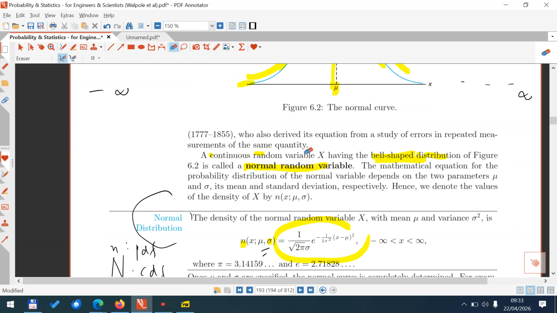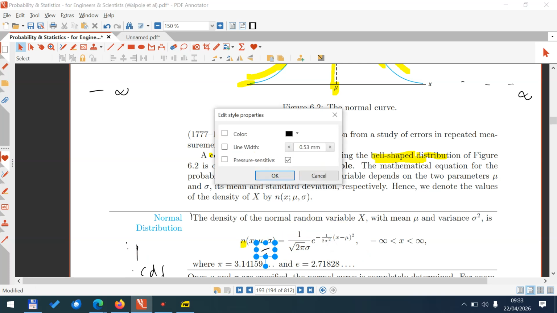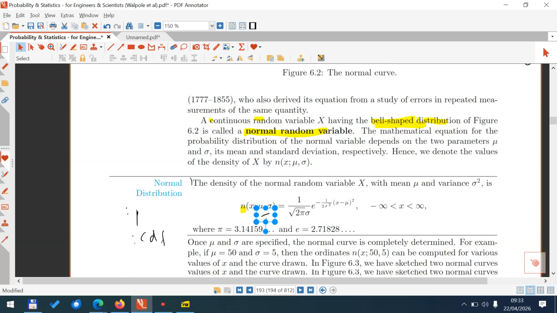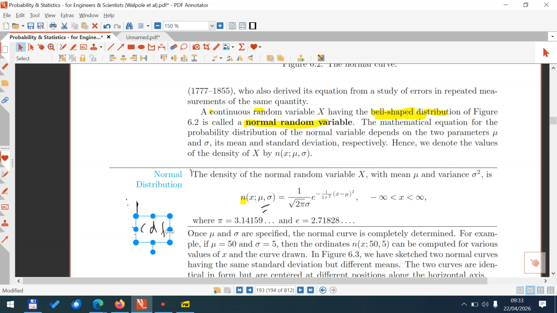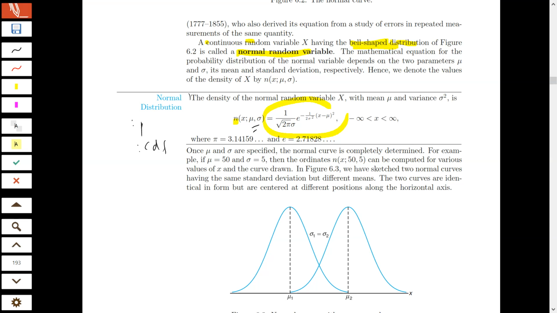So apart from the reasoning, we need to be able to apply this to problems. So you can only apply this to continuous variables. That's what you need to remember. And if the continuous variable happens to have that bell-shaped curve, you can then apply it. Okay, so pay attention to this formula.